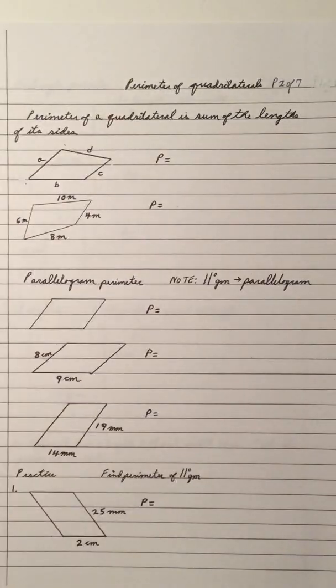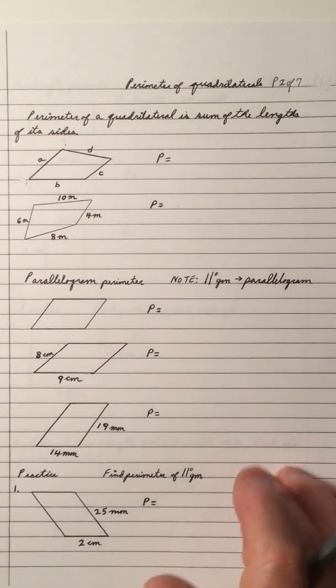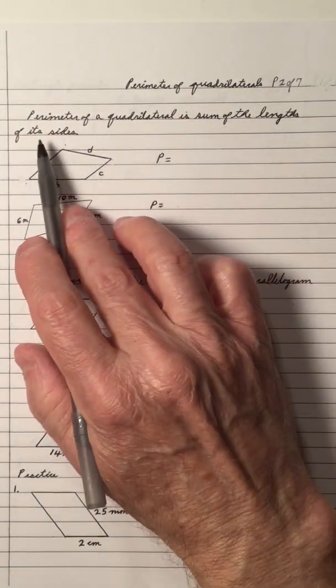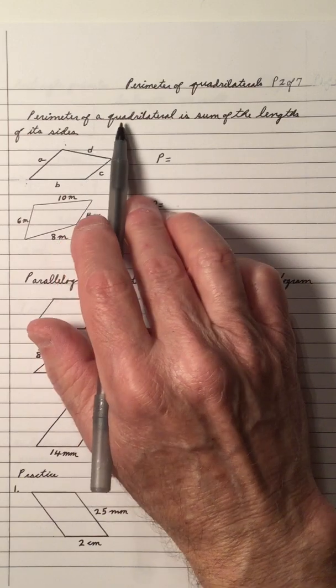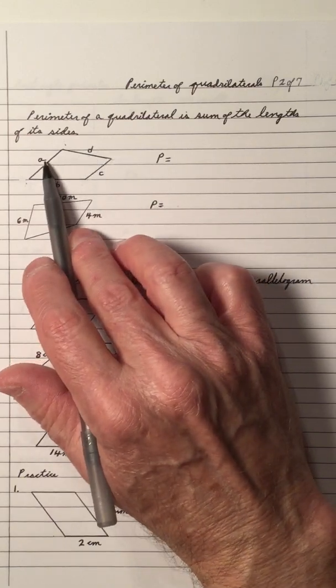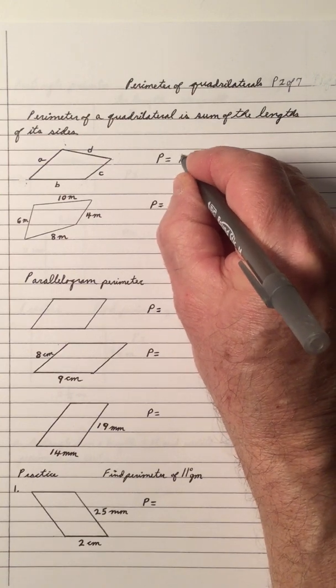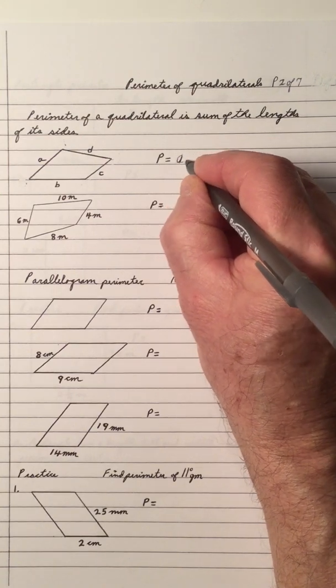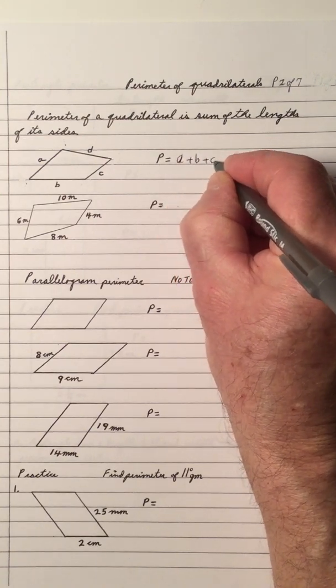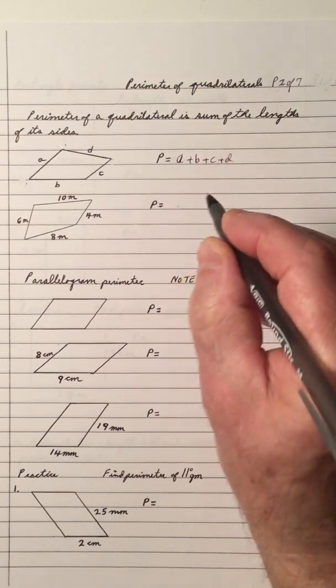Perimeter of quadrilaterals. The perimeter of a quadrilateral is the sum of the lengths of its sides. And a quadrilateral has four sides. We got here A, B, C, D. So no sides are equal, so the perimeter is A plus B plus C plus D, because no sides are equal.